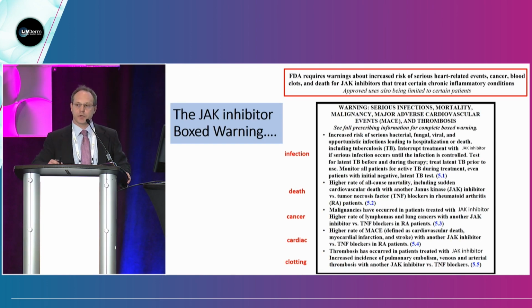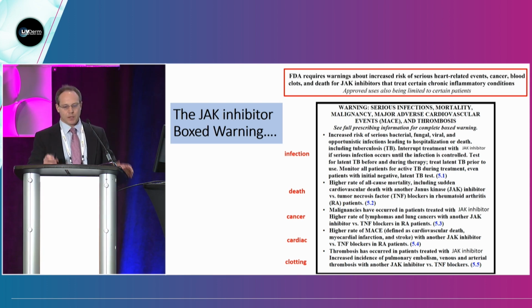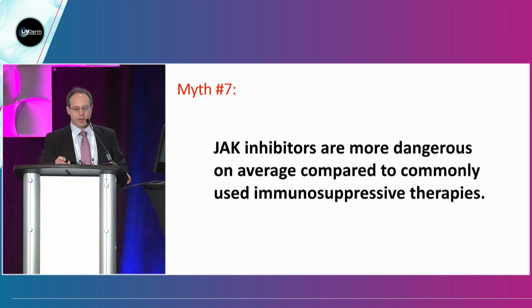So that leads us to the JAK inhibitors, because really what's driven this interest in boxed warnings over the past, say, year has been the fact that the JAK inhibitors have received a boxed warning, more or less a class effect. So what is actually in the boxed warning? Well, risk for infection, death, cancer, cardiac, and clotting. So let's go to myth 7. JAK inhibitors are more dangerous on average compared to commonly used immunosuppressive therapies.